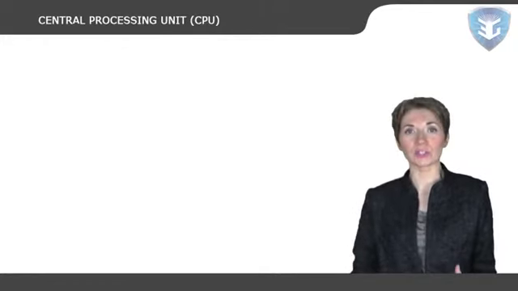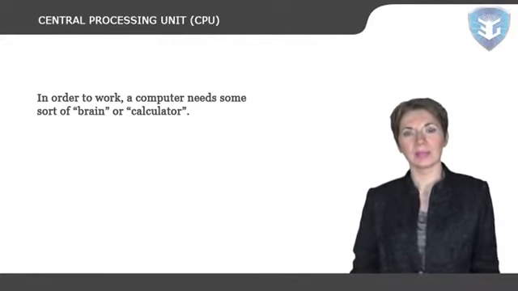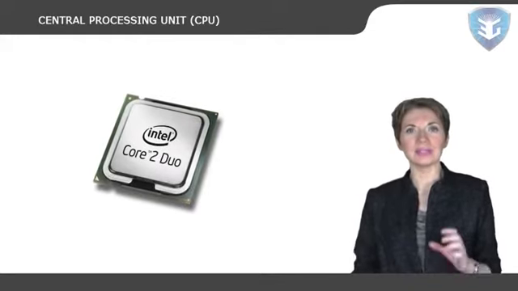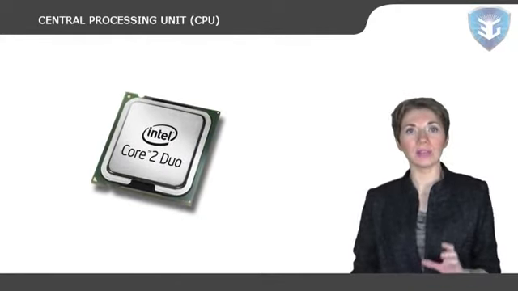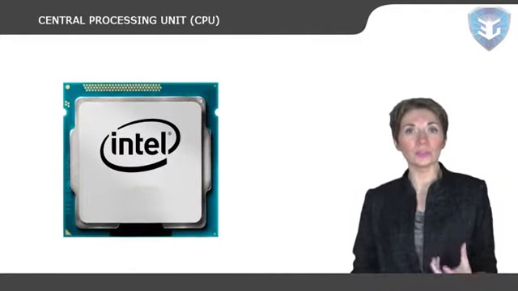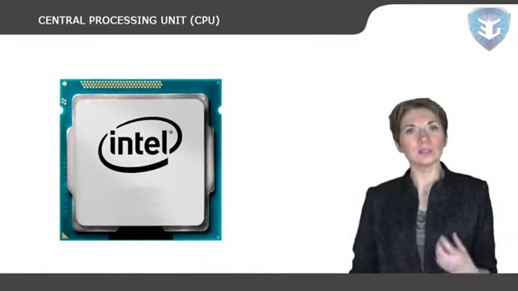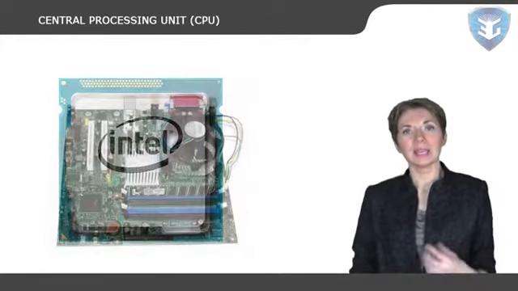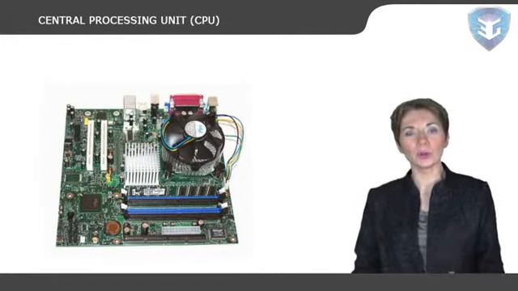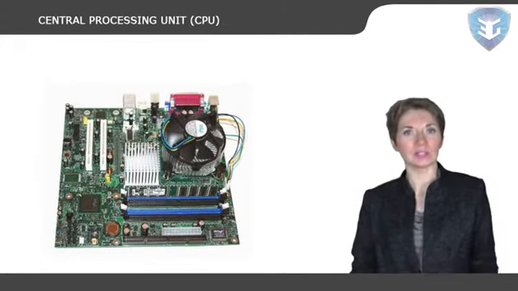Let's start with the introduction of Central Processing Unit, or CPU. In order to work, a computer needs some sort of brain or calculator. At the core of every computer is a device roughly the size of a large postage stamp. This device is known as the Central Processing Unit, or CPU for short. This is the brain of the computer. It reads and executes program instructions, performs calculations, and makes decisions.